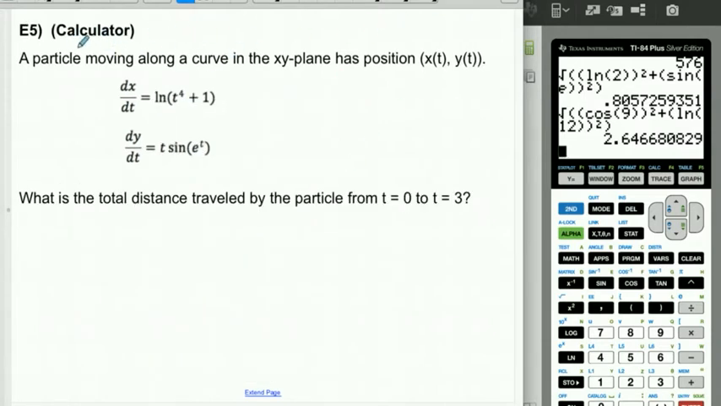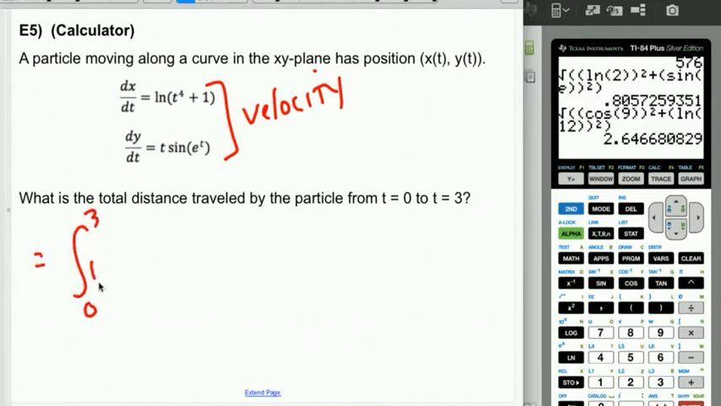So here again, we have position x comma y, and yet we're given velocity, right? These are velocity, okay? So when we're asked total distance, the total distance from 0 to 3 is going to be the integral from 0 to 3 of that speed, right?